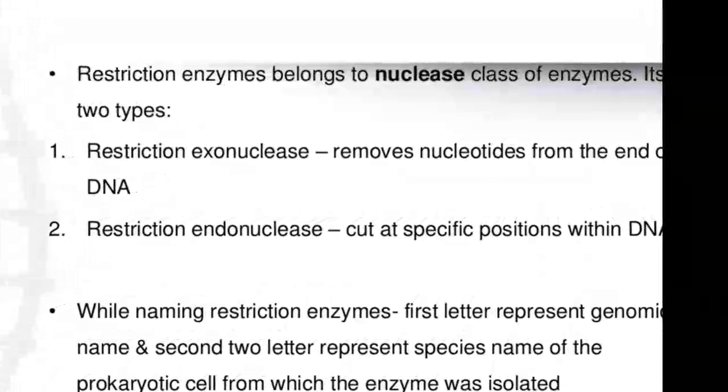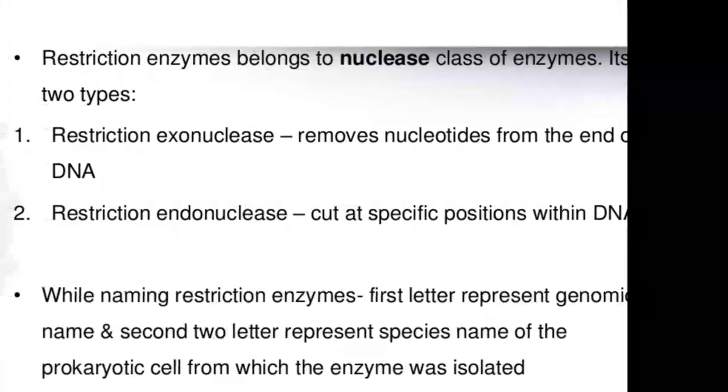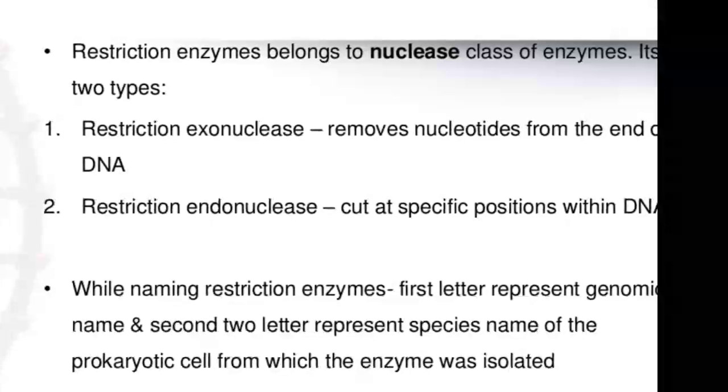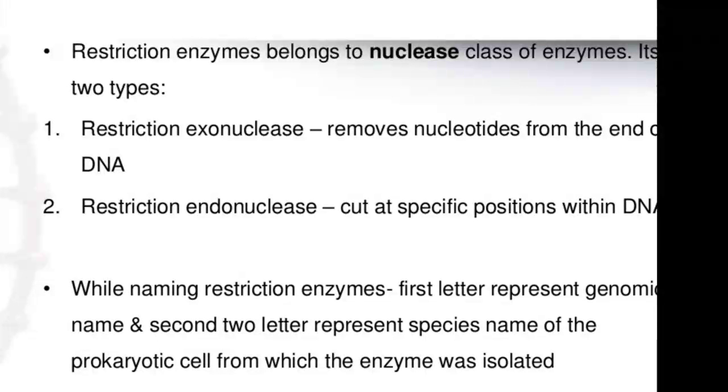Restriction enzymes belong to the nucleases, a class of enzymes of two types: restriction exonucleases and restriction endonucleases. The exonucleases remove nucleotides from the end of the DNA. If we have to remove the end part of the DNA, the restriction exonuclease is responsible. But if we have to cut a specific position within the DNA, in between the nucleotides, we have to use the restriction endonuclease.